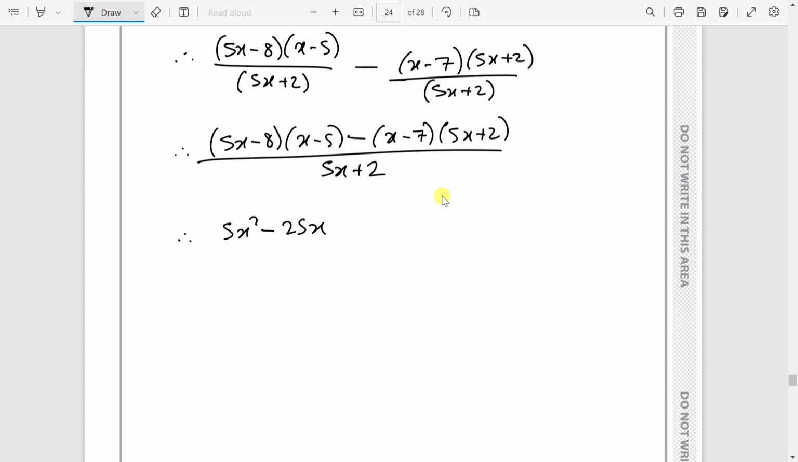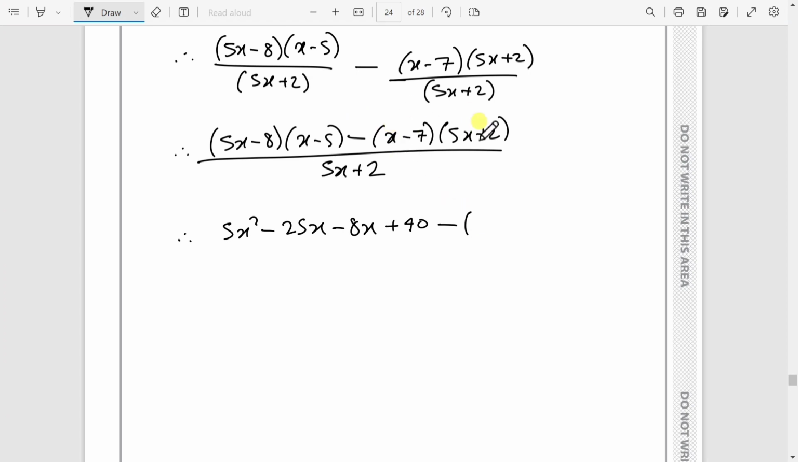Minus 8 take away x is minus 8x, plus minus 8 times minus 5 is plus 40. Take away. Now, this part is a bit trickier. So when you've got a minus sign, what I recommend is you put an open bracket here. And then you expand it carefully, because the minus will flip all the signs.